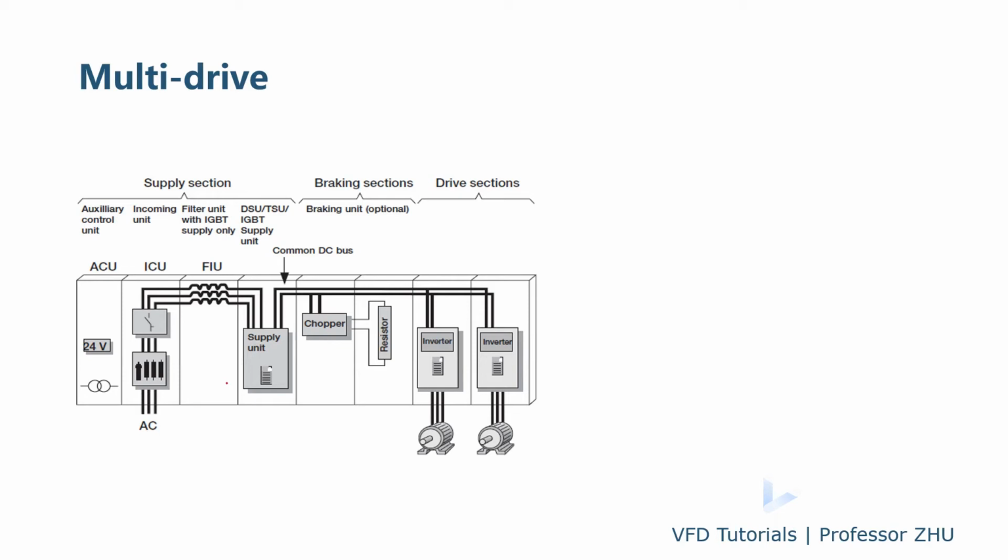So this is a typical multi-drive. This is the input grid side, and we have the input cabinet and the filter, IGBT converter or diode rectifier, and the different inverters with different motors. And sometimes we will have a chopper. This chopper is to control the DC voltage. In case the DC voltage exceeds a certain level, the chopper will work and absorb the energy into the resistor to dissipate it, making sure the DC voltage will not exceed the limit.